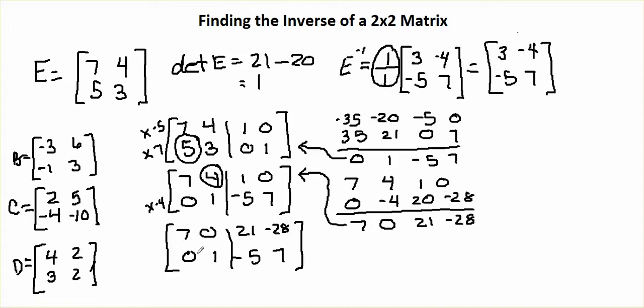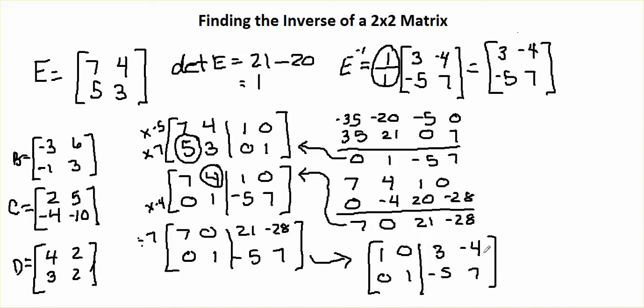So again, our end result has to be an identity matrix, and that means we need 1s along our diagonal and 0s everywhere else. We'll need to divide our very first line by 7. And when we do that, our end matrix looks like 1, 0, 3, negative 4, 0, 1, negative 5, and 7. And our inverse matrix is this. The inverse of matrix E equals 3, negative 4, negative 5, and 7.